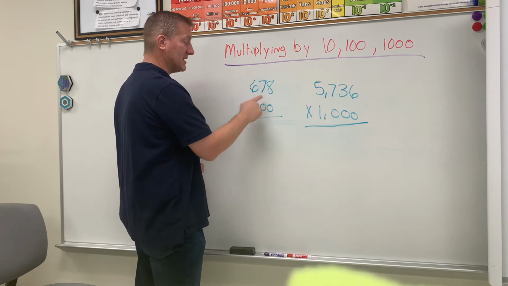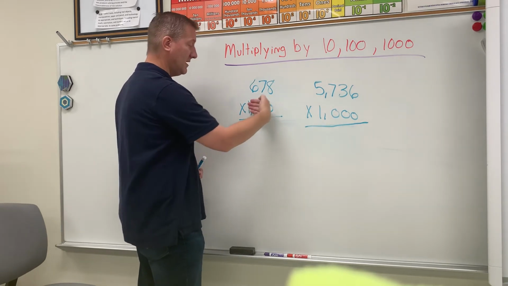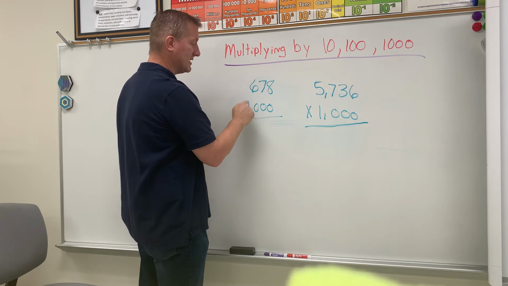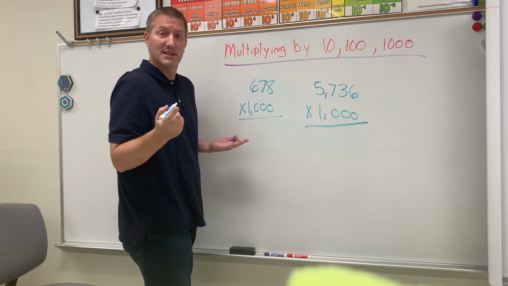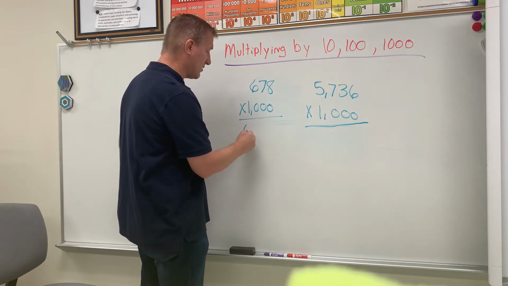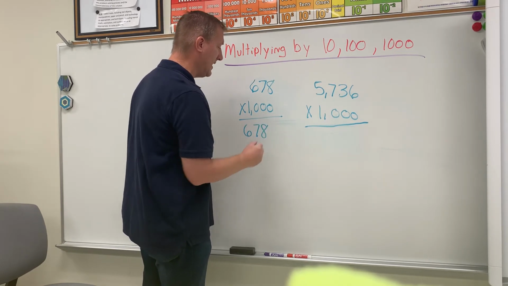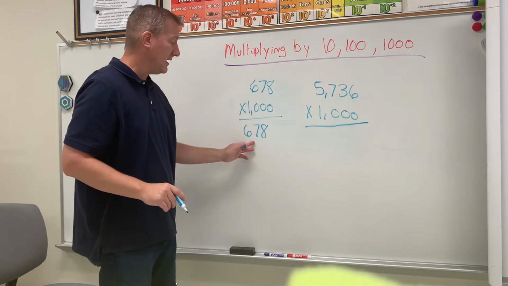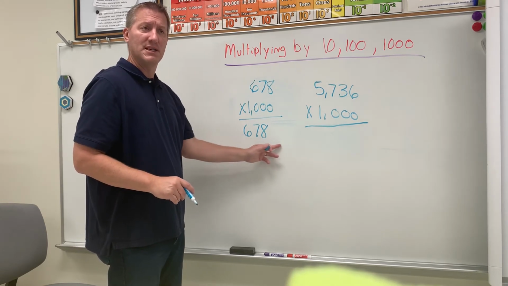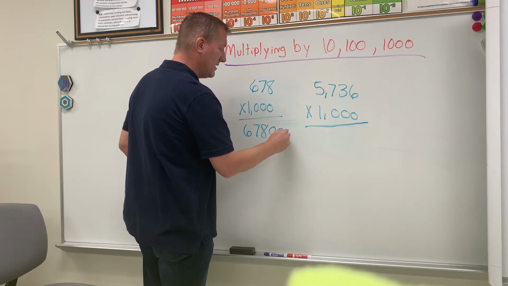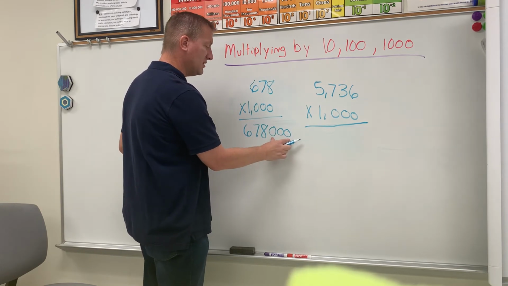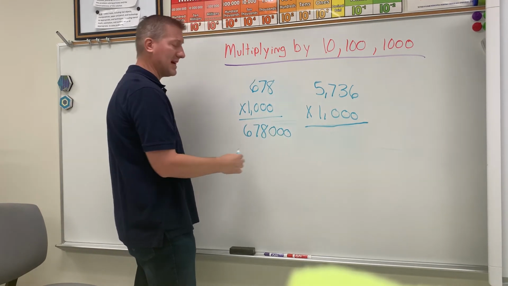Watch this, 678 times 1,000, cover up those zeros. What's 678 times 1? Yeah, it's the same number, it's 678. So I'm gonna write 678, but I'm not gonna write any commas in here yet. Then I'm gonna put the 3 zeros on the end. So I take those 3 zeros, put them on the end. Now I'm gonna put my commas in.